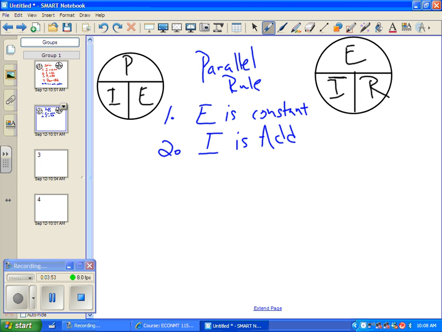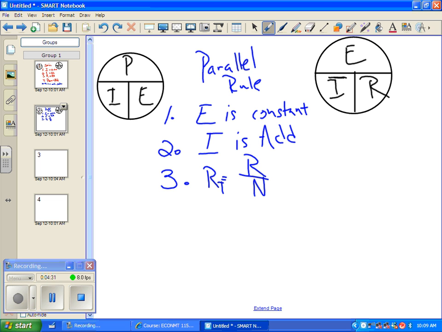Okay, so the third rule actually has 3 parts. In parallel, if you have resistance that is all the same, if you have 5 resistors that are 1,000 ohms, they're all the same. You can say that the total resistance is the resistance divided by the number of them. So if you've got 3 250 ohm resistors, what is your total resistance? Very good, 83 and a third ohms.